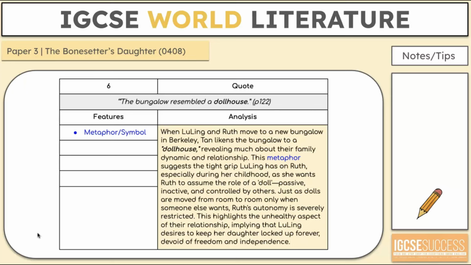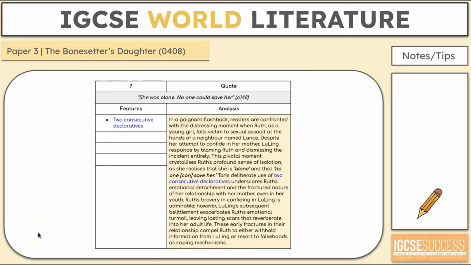Passive, inactive and controlled by others. Just as dolls are moved from room to room only when someone else wants, Ruth's autonomy is severely restricted. This highlights the unhealthy aspect of their relationship, implying that LuLing desires to keep her daughter locked up forever, devoid of freedom and independence. Number 7, she was alone.